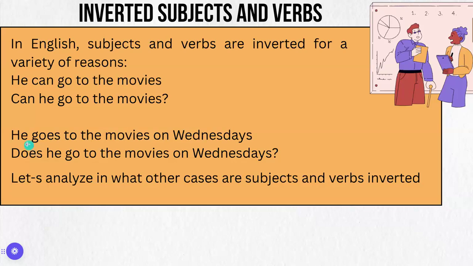So in this one, he goes to the movies on Wednesday. Now to make a question, I would also invert the subject by adding an auxiliary. Does he go to the movies on Wednesday? So let's analyze in what other cases are subjects and verbs inverted.